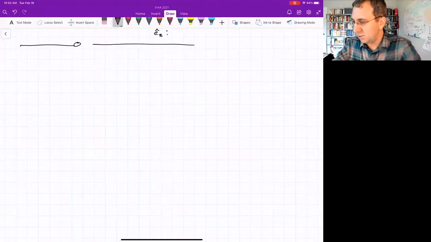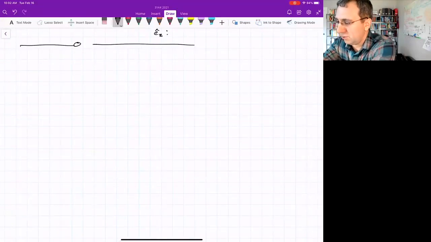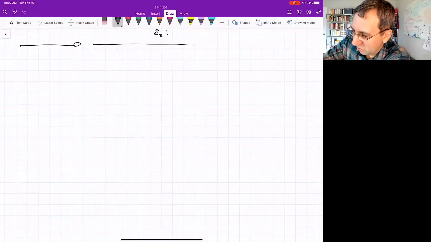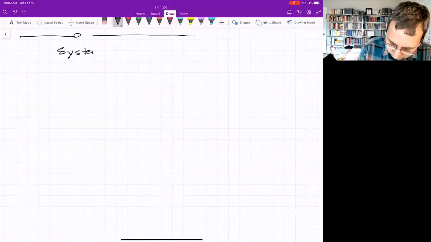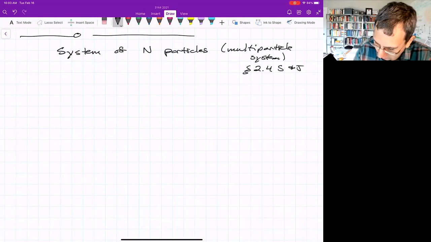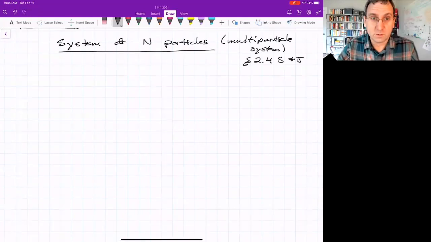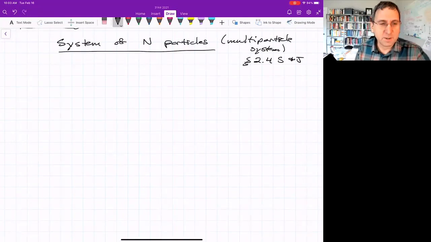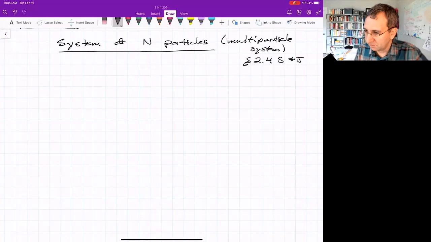So this is systems of n particles, multi-particle system. This is in section 2.4 of Schaub and Junkins, and I will try to match their notation. This is going to be some theory. So what do we have?